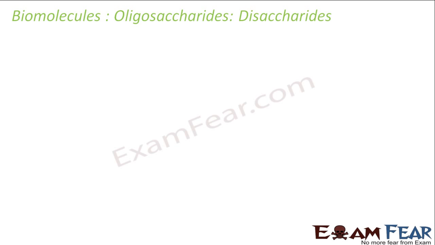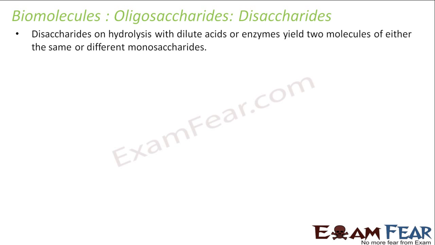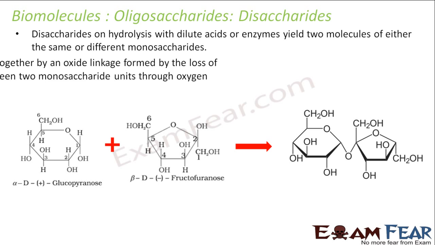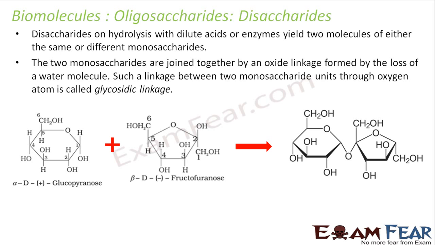So now let's talk about disaccharides in detail. As I told, this is the most important type of oligosaccharides. So here, the disaccharides on hydrolysis will give two molecules of monosaccharides. They can be same or they can be different, right? And these monosaccharides are joined by oxide linkage by the loss of water molecule. And this linkage is called what? Glycosidic linkage. Please note, this linkage is called glycosidic linkage.